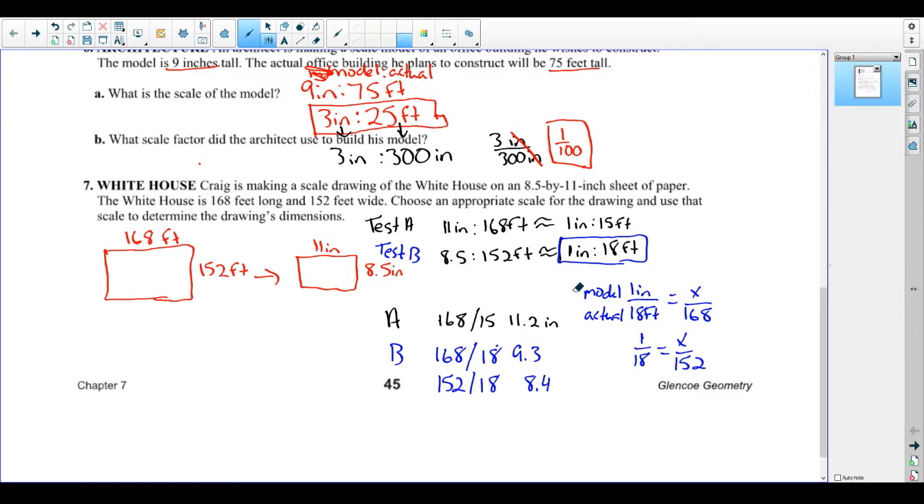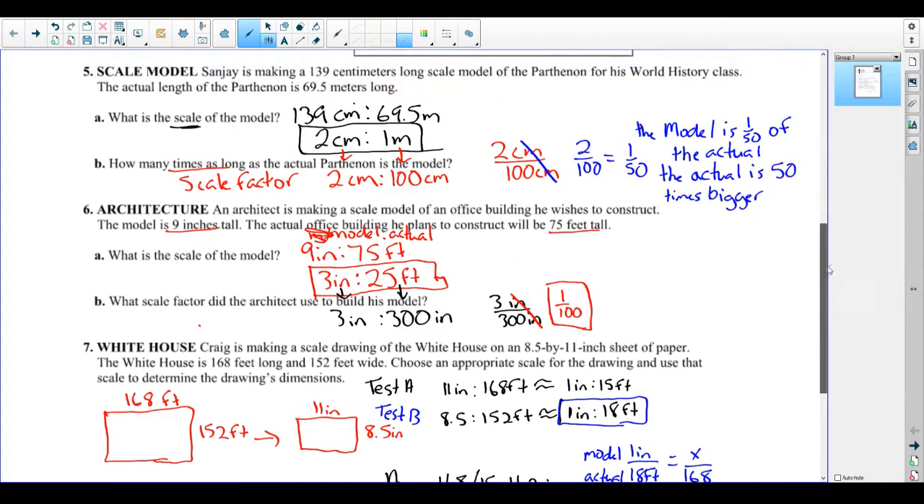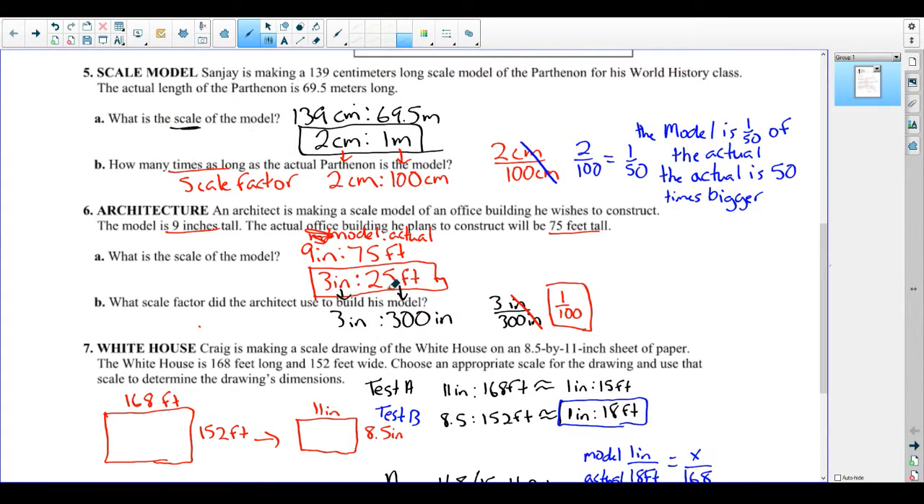That's about it. All you need to do with scale models is write a ratio between the two, simplify if you can. If you want to get a scale factor from that, convert your units so that they have the same units on both sides, and then simplify that. Scale and scale factor. Alright, and then I'm going to attach a copy of the 7th grade notes here. Write some notes about scale and scale factor and remind yourself that you've done this once before.